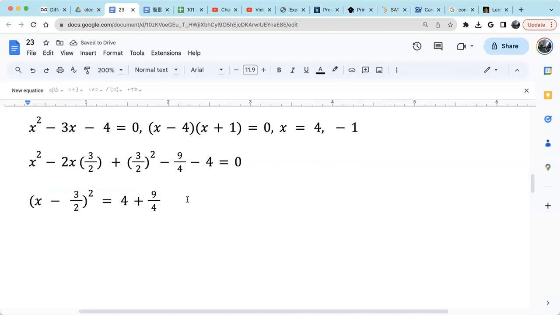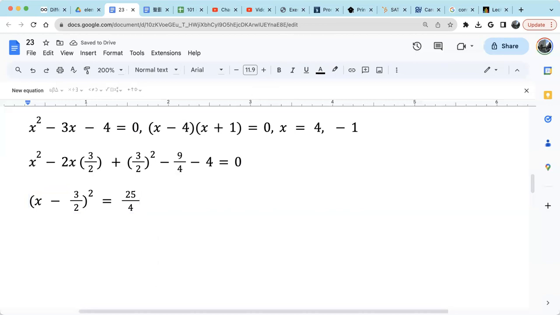How do I do 4 plus 9 over 4? 4 is 16 divided by 4, right? So I can rewrite 4 as 16 divided by 4. And 16 divided by 4 plus 9 divided by 4, I get 25 divided by 4.